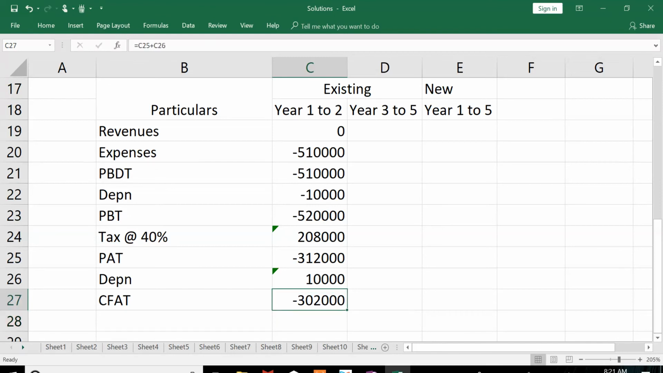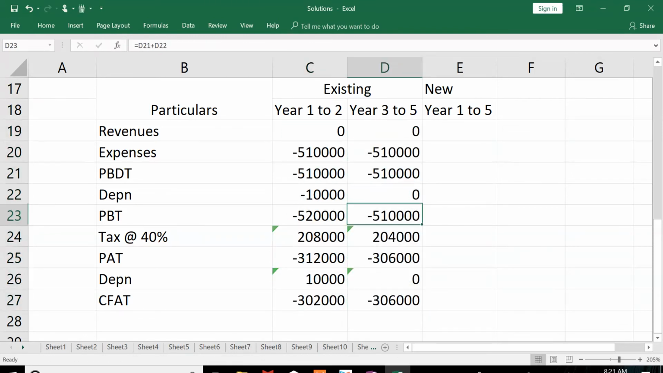So existing machine, this is going to be 3,02,000. Here the only change is there is no depreciation. Because of that, it is negative 3,06,000. Negative 3,02,000, negative 3,06,000. Let's not worry about negative answer, because year 1 to 5 new machine will have a lower negative number. When you have a lower negative number, the benefit is you will do something called new minus old. When you do this new minus old, you are going to get a better answer. Clear? Any doubts on this? The moment you do this new minus old, you will get a positive number. Clear? So let's analyze existing separately, new separately.